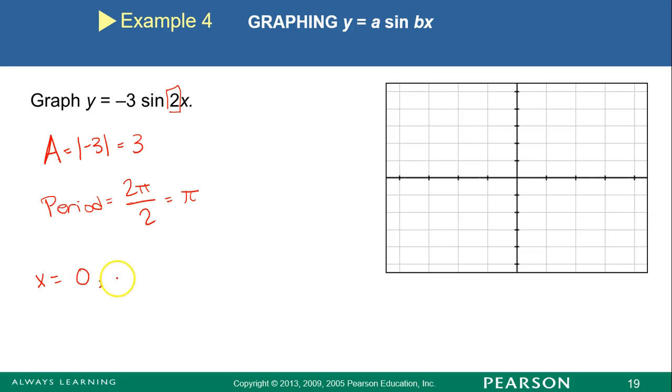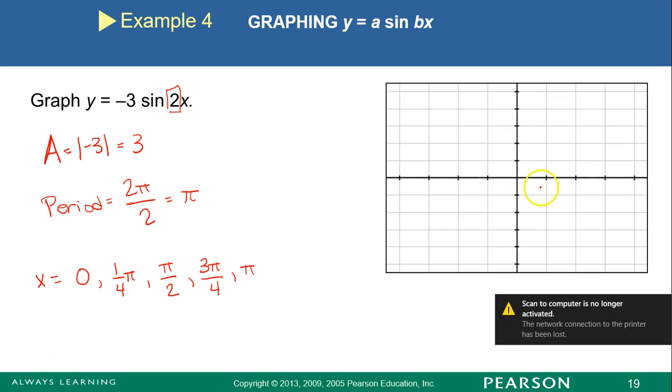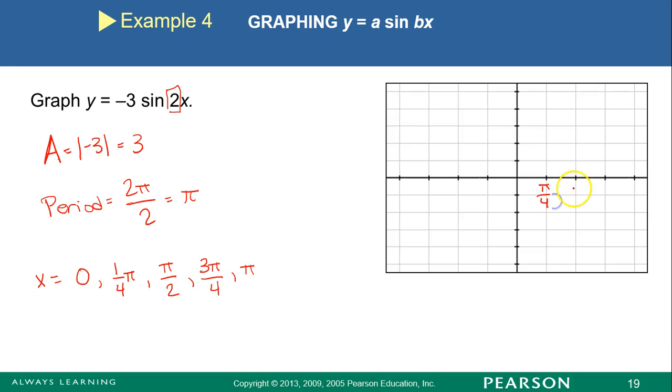And here, the x values that I'm going to plot on my x-axis are going to be 0, 1/4 times pi, so pi over 4, and then pi over 2, 1/2 times pi, and then 3/4 times pi, so 3 pi over 4, and then pi. Those are going to be your 4 x values here: pi over 4, pi over 2, 3 pi over 4, and then pi.